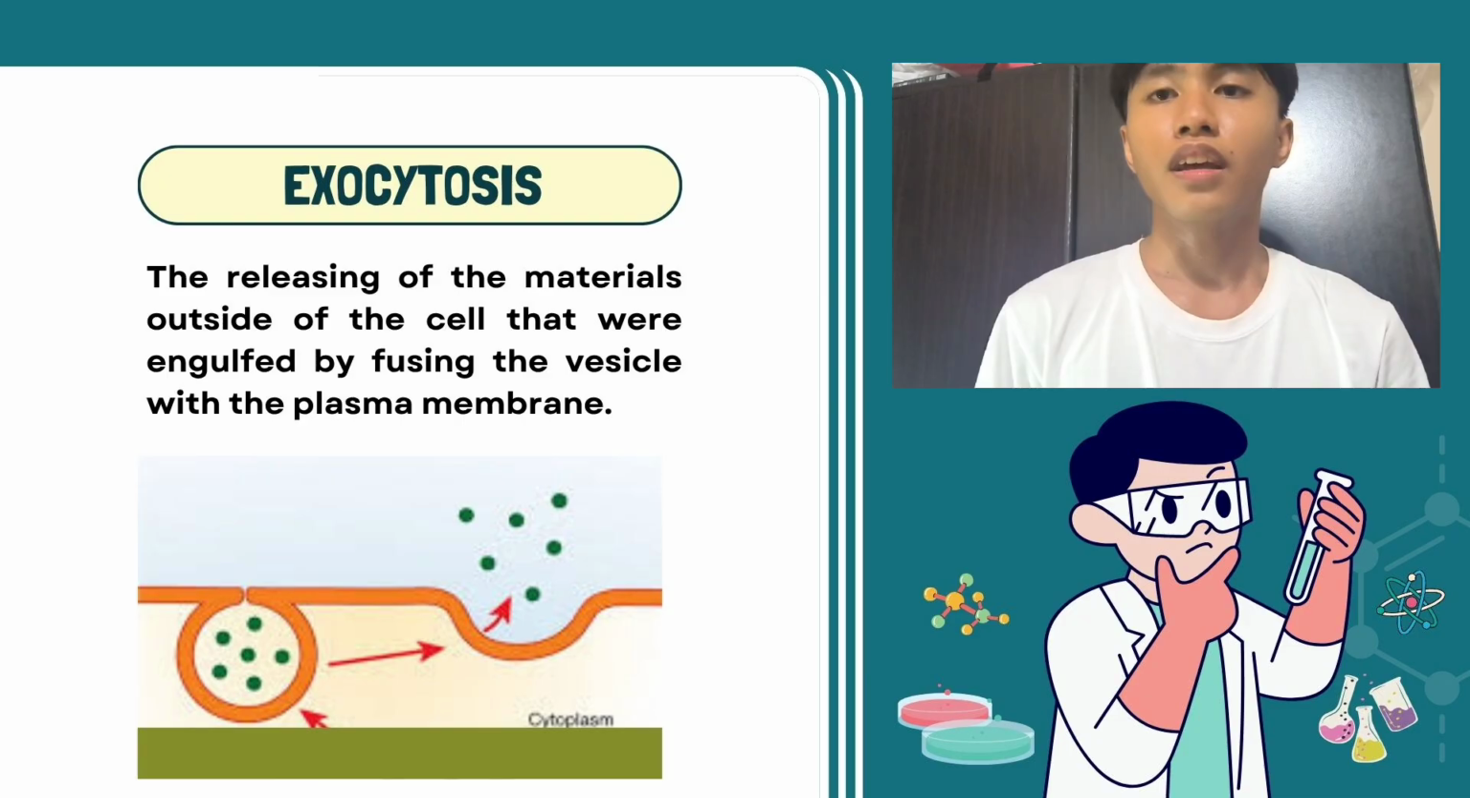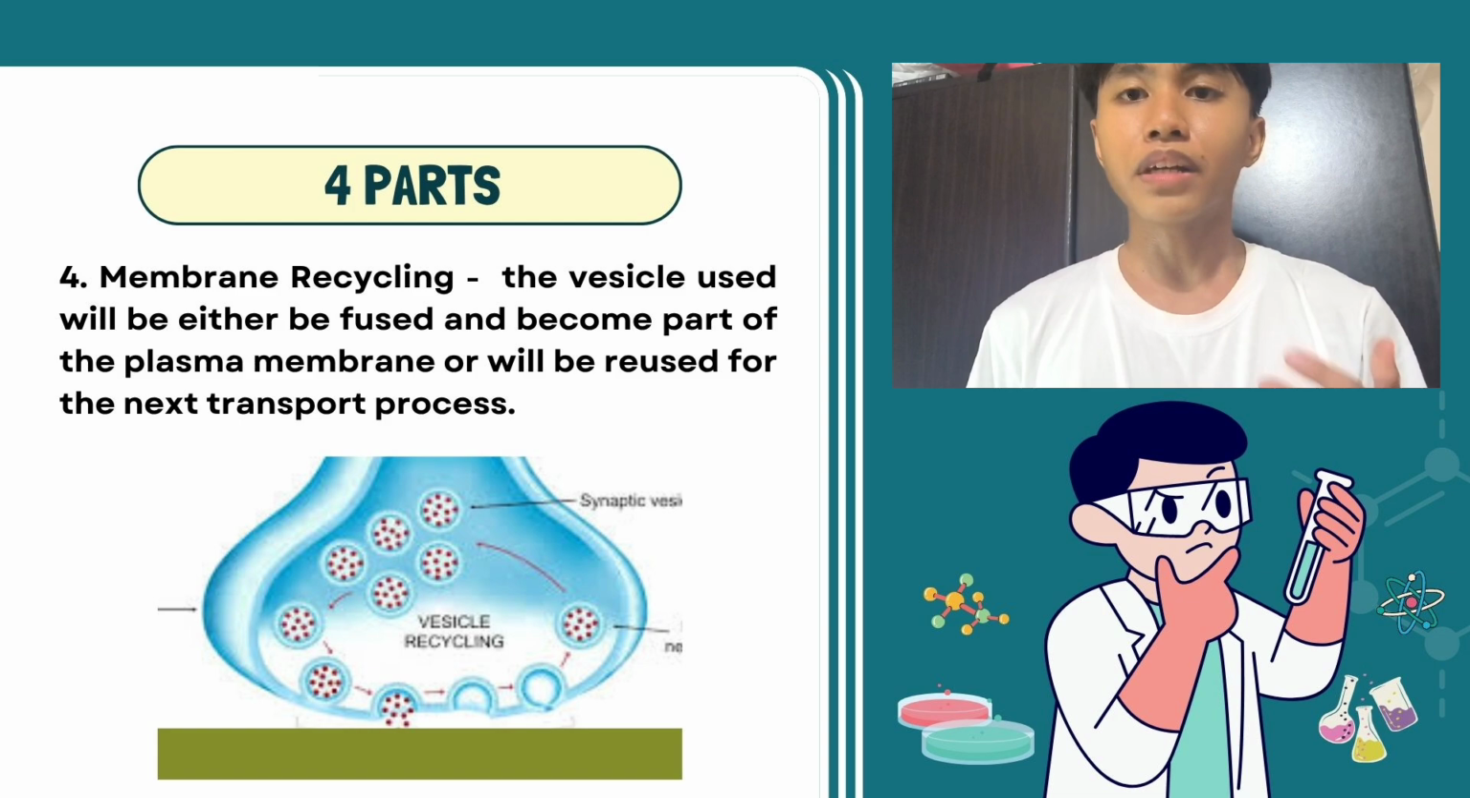Exocytosis, on the other hand, is the opposite of endocytosis. In exocytosis, it is the releasing of the materials outside of the cell that were engulfed, by fusing the vesicle with the plasma membrane. Its process consists of four parts, namely vesicle transport, vesicle fusion, release, and membrane recycling.